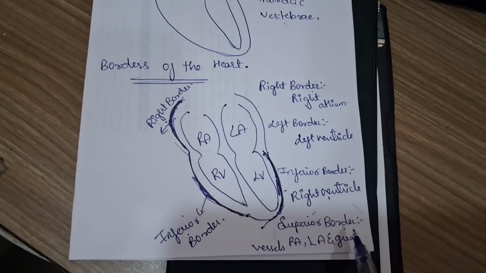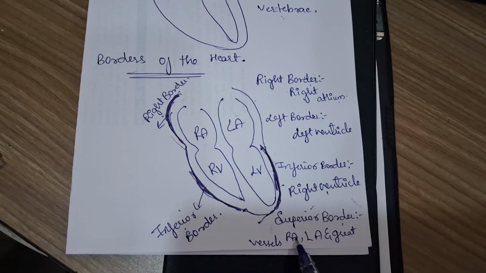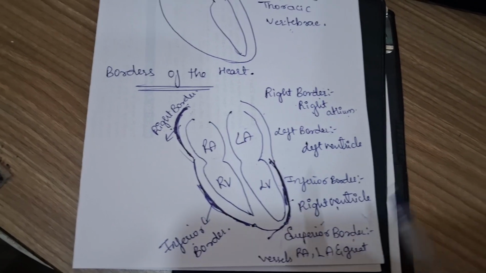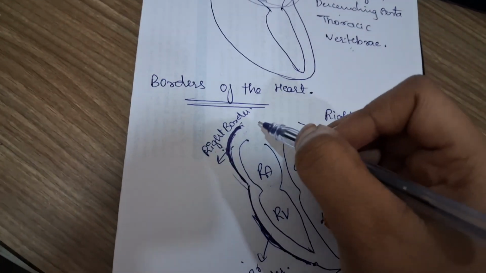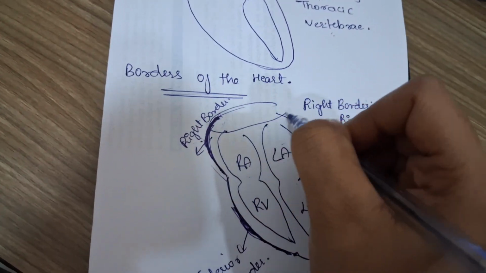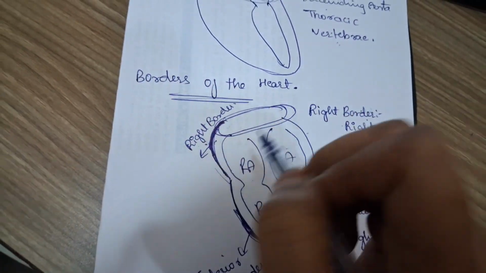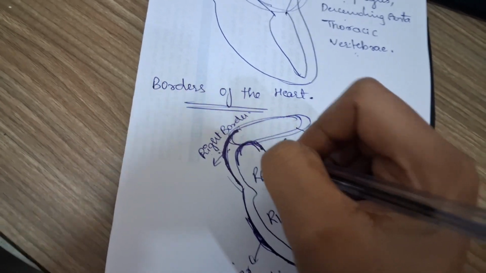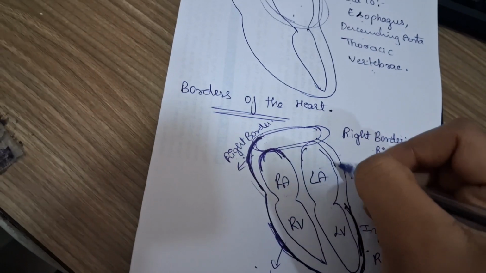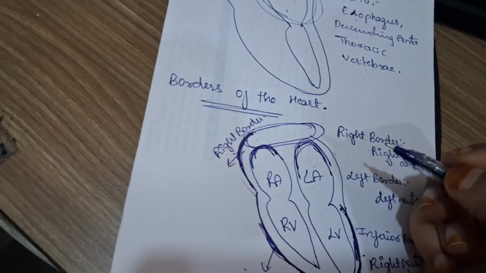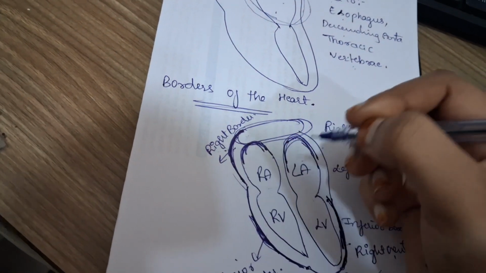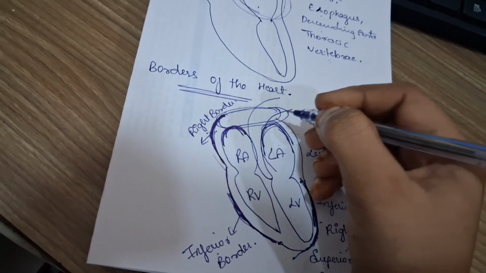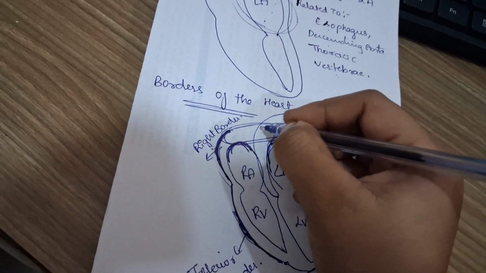The superior border is mainly formed by the right atrium, left atrium and the great vessels. You all know. So this is superior. This part is called the superior border. So this is mainly formed by the superior part of the right atrium, left atrium and great vessels. One is the aorta, another one will be the pulmonary arteries.